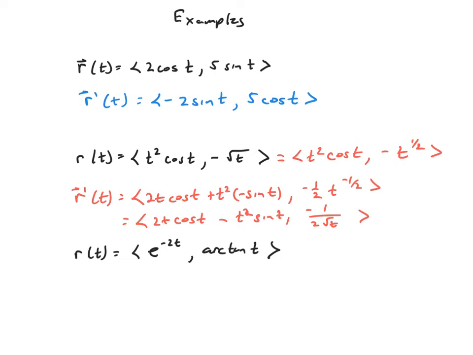And then the last one we have, r of t. These actually should be vectors in each case. r of t on this last one is the vector e to the negative 2t, arctan t. So the derivative of that vector valued function r of t is going to be negative 2 e to the negative 2t, and the derivative of arctan is going to be 1 over 1 plus t squared. And that would be our first derivative. And if I wanted to, I could take the second derivative, just taking the derivative of each one of those components.